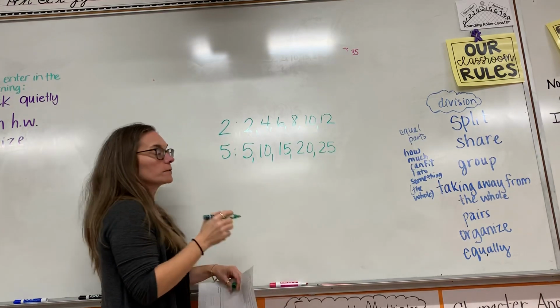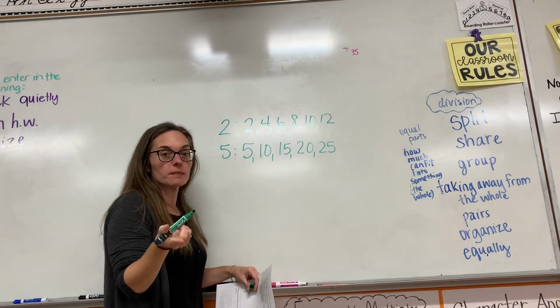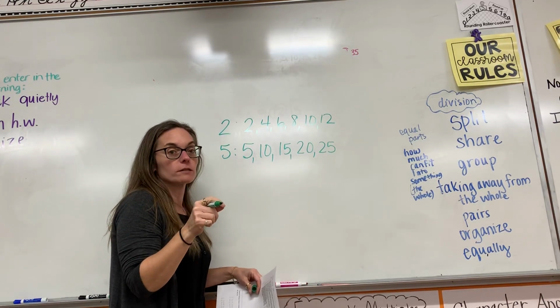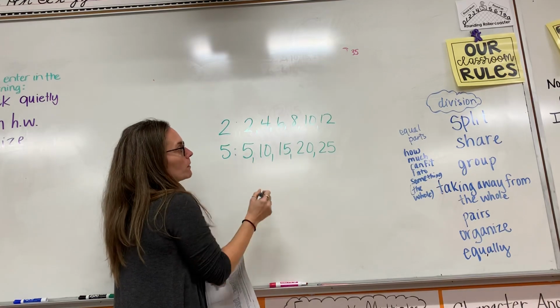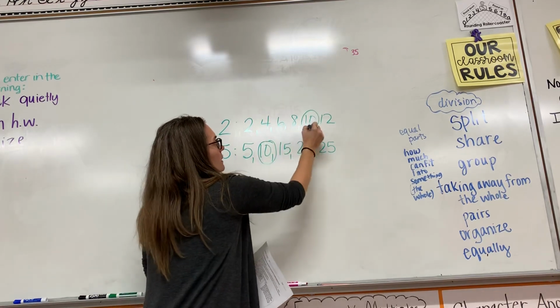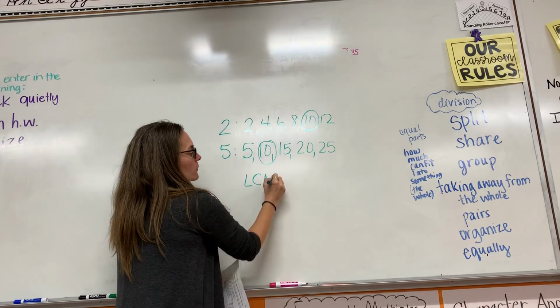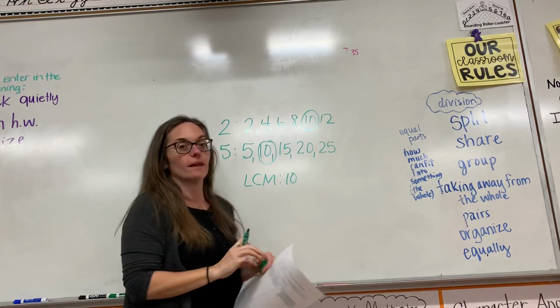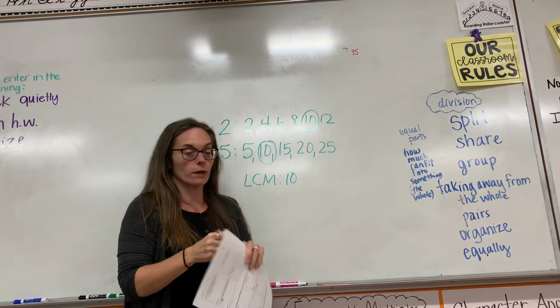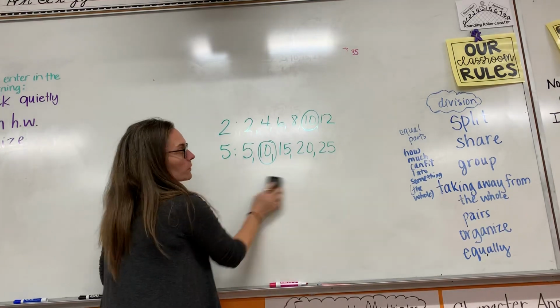That's plenty as well. So again, least means smallest, common means the same. I'm looking for the smallest number that's the same in both rows, and you're going to see that that is 10. So my LCM for 2 and 5 is 10. Okay, hopefully that's a good quick review for you to be able to complete your homework tonight.